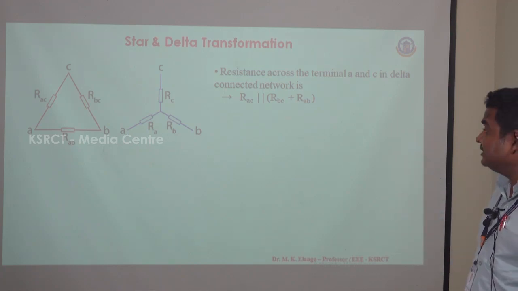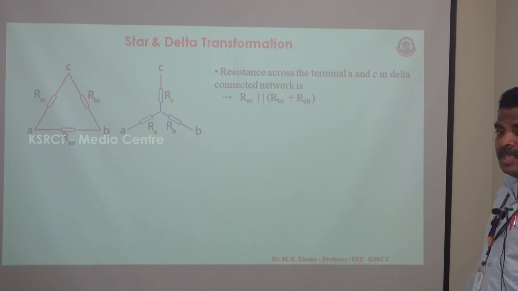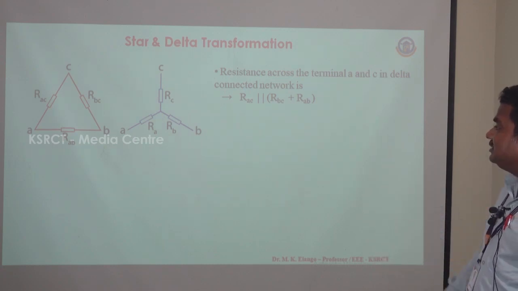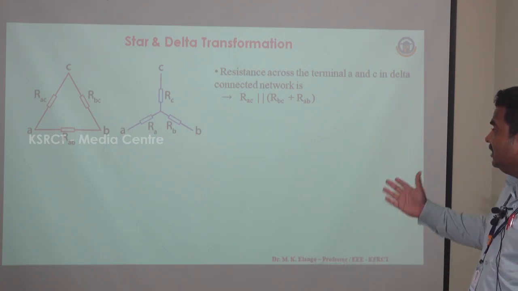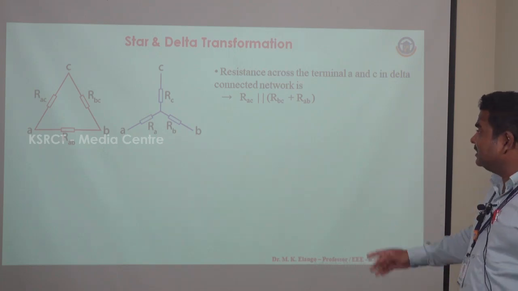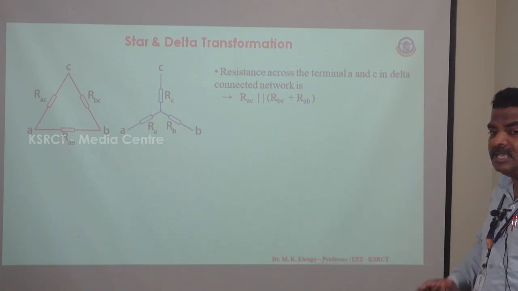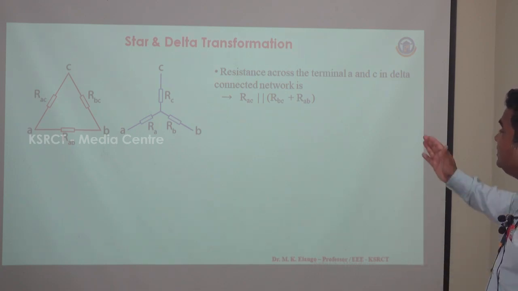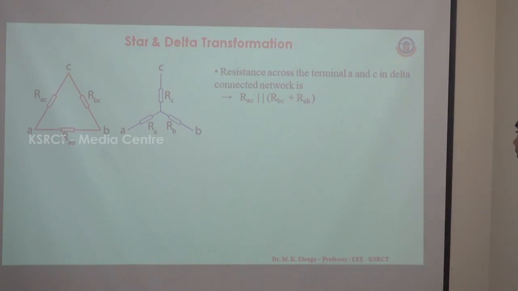Similarly, for star connected systems, there are three terminals A, B and C. Through phase A, the resistance is RA, RB is the resistance of the B phase, RC is the resistance of the C phase. Now I would like to explain how we are going to transform. For that, we calculate the resistance across terminals A and C in the delta connected system. The left hand side diagram shows the delta connected system. Across A and C, three resistances are connected. That is, resistor RAC is connected in parallel with RBC and RAB, right?